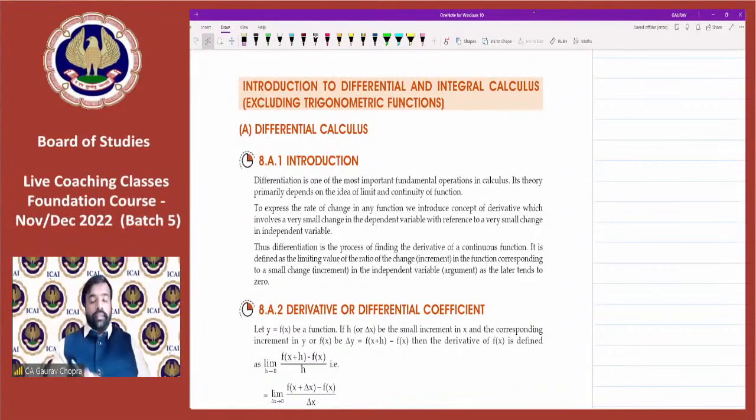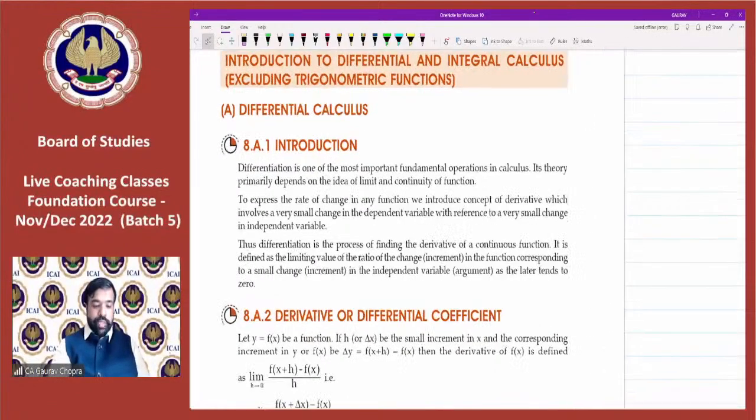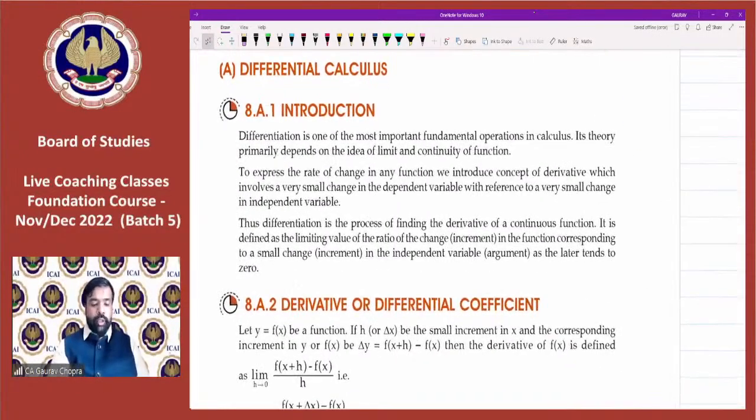एक वेरिएबल में कितना चेंज होता है with respect to another variable, that rate is known as differentiation. So let us read a bit of theory. After that, we will move towards the questions. Differentiation is one of the most important fundamental operations in calculus, and its theory primarily depends on the idea of limit and continuity of a function.